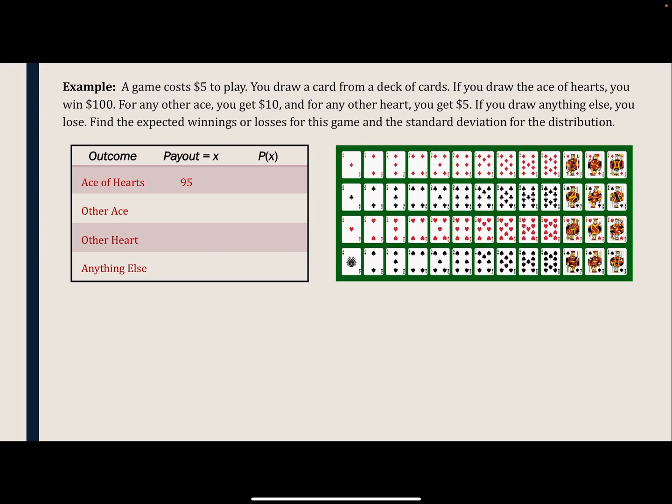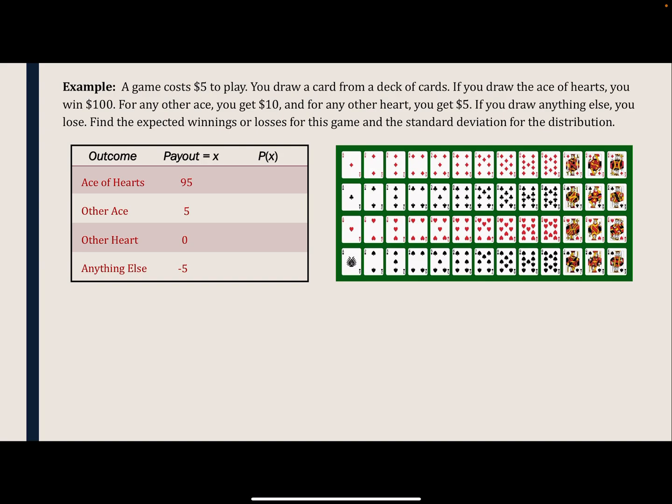If you get any other ace, you'll win $10, but again, you paid $5, which means that your payout is $5. For any other heart, you basically get your $5 back, which means that you haven't gained anything. And then if you get anything else, you lose, meaning that you're down that $5.